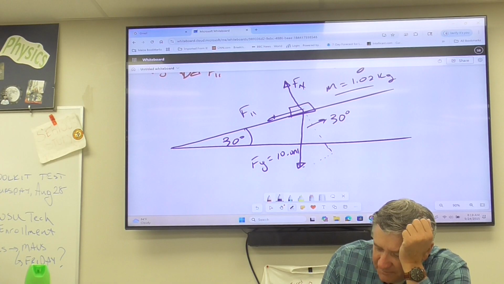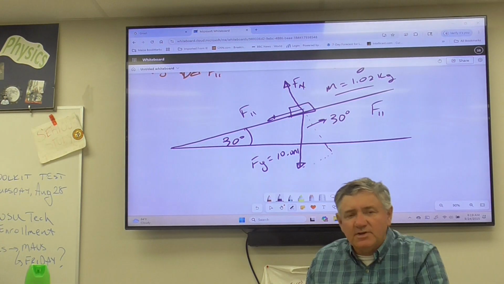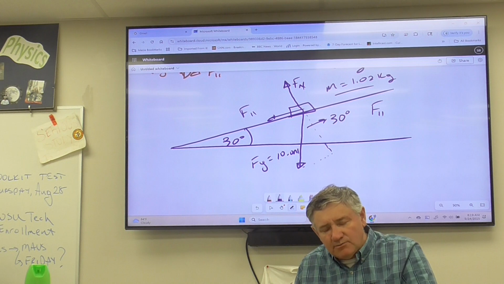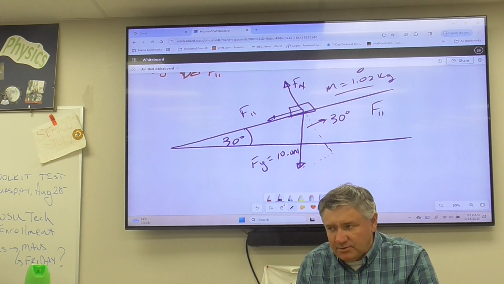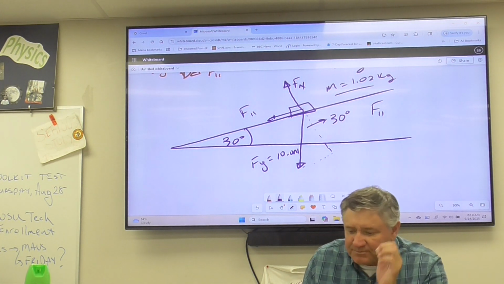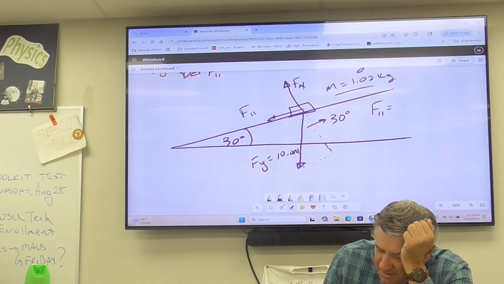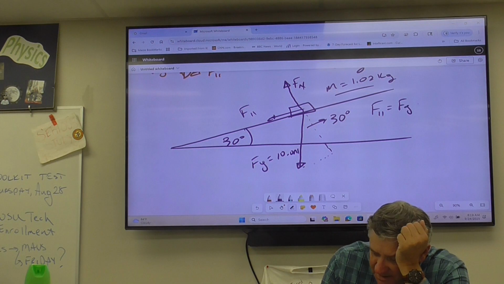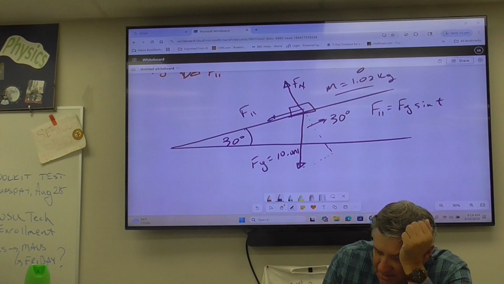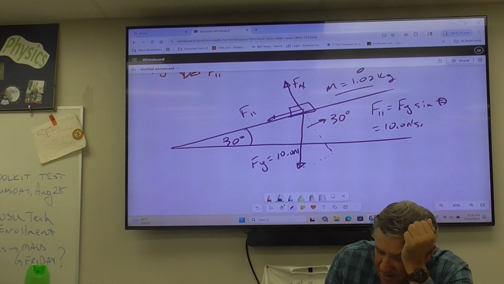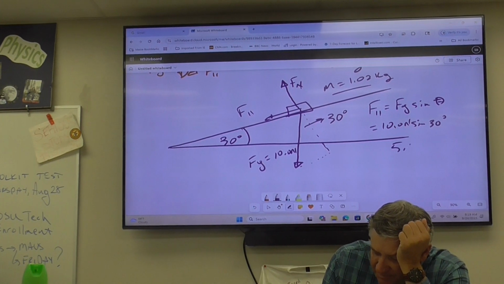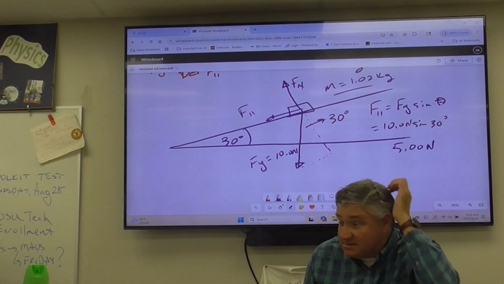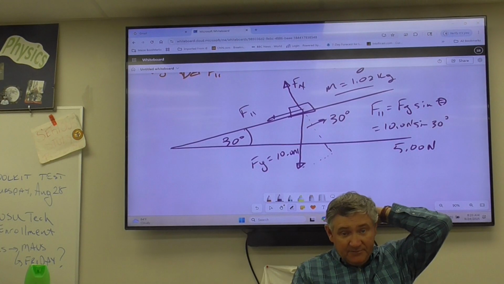So, my force parallel, and make sure that you are not in radian mode on your calculator. You have to be in degree mode. So your force parallel is just going to be Fg sine theta. So that's going to be 10 newtons times the sine of 30 degrees. Trust me on this one, you're going to get 5.00 newtons because the sine of 30 is 0.5. Okay?